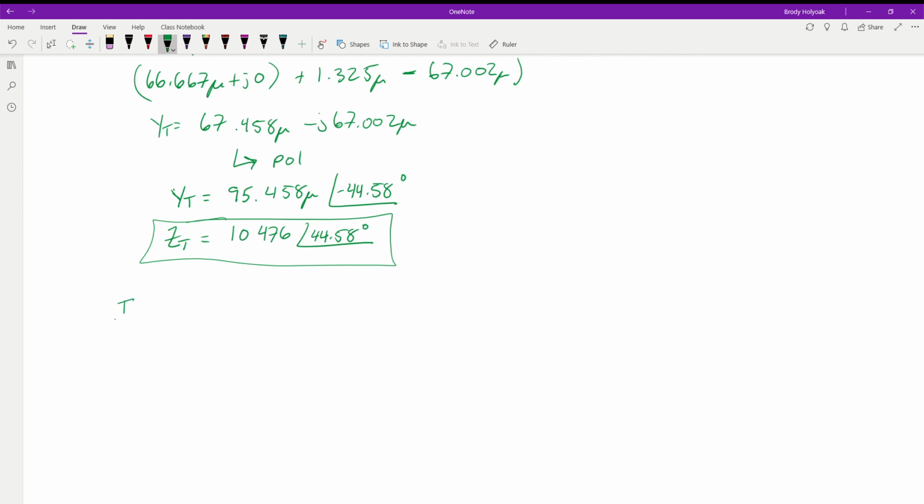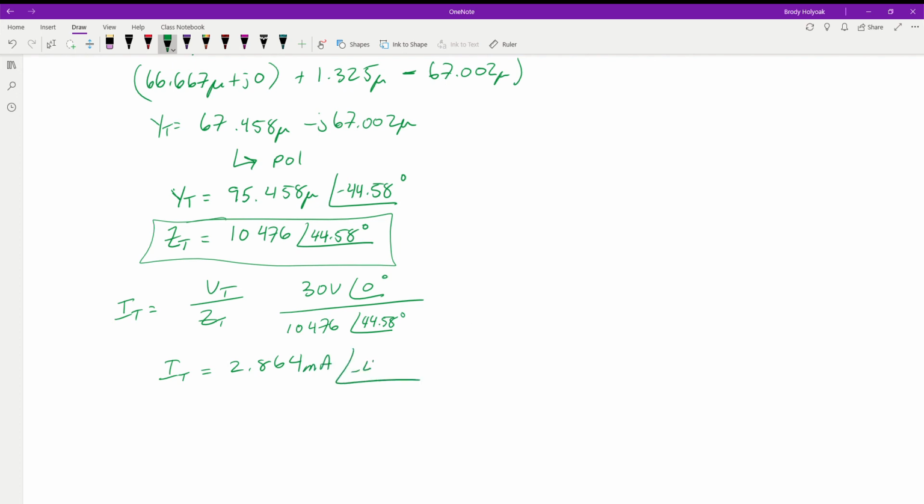Now we're going to take our current total. So we take the voltage total divided by our impedance total. So we get 30 volts at 0 degrees, and we're going to divide that by the 10,476 at 44.58 degrees. The current total comes out to be 2.864 milliamps at an angle of negative 44.58 degrees.